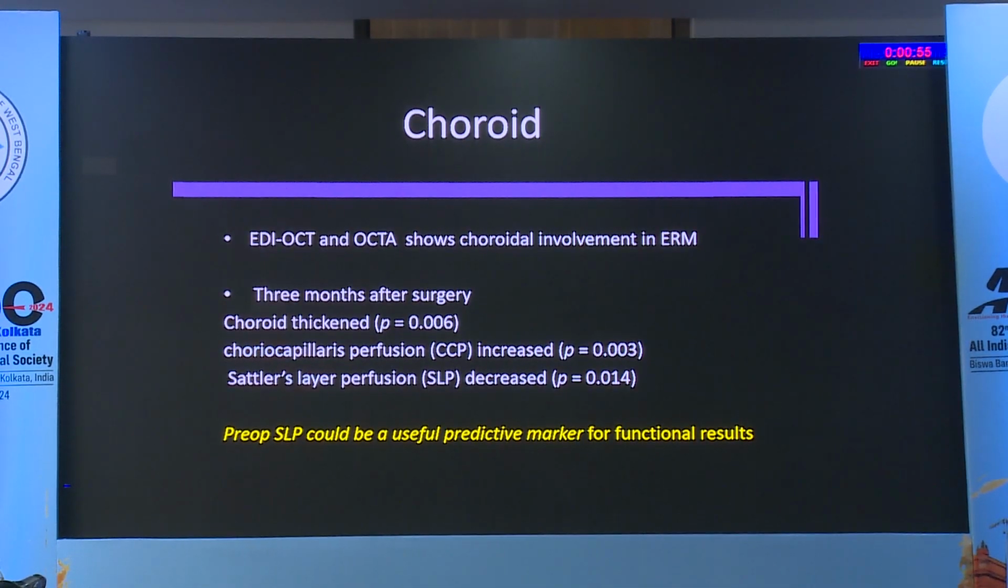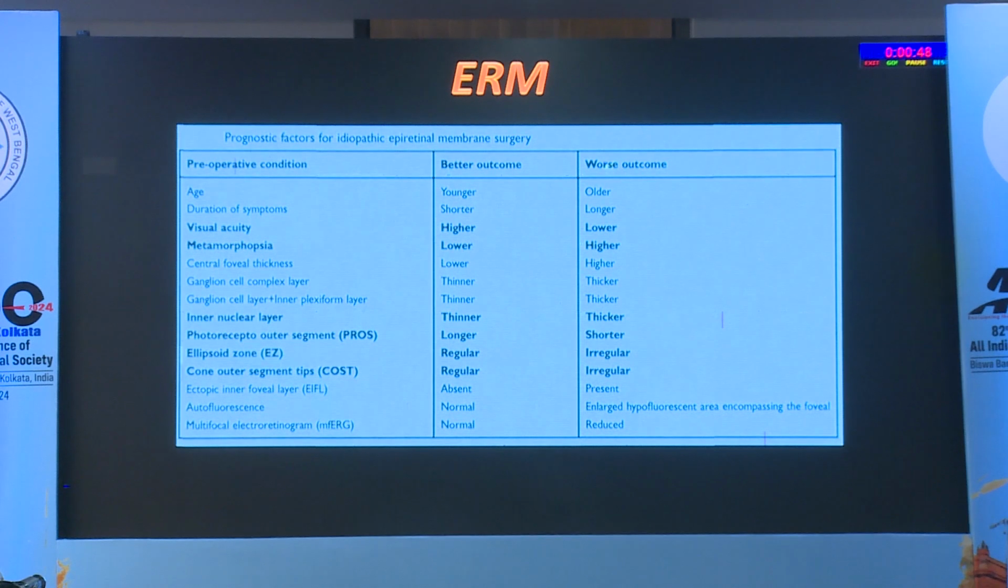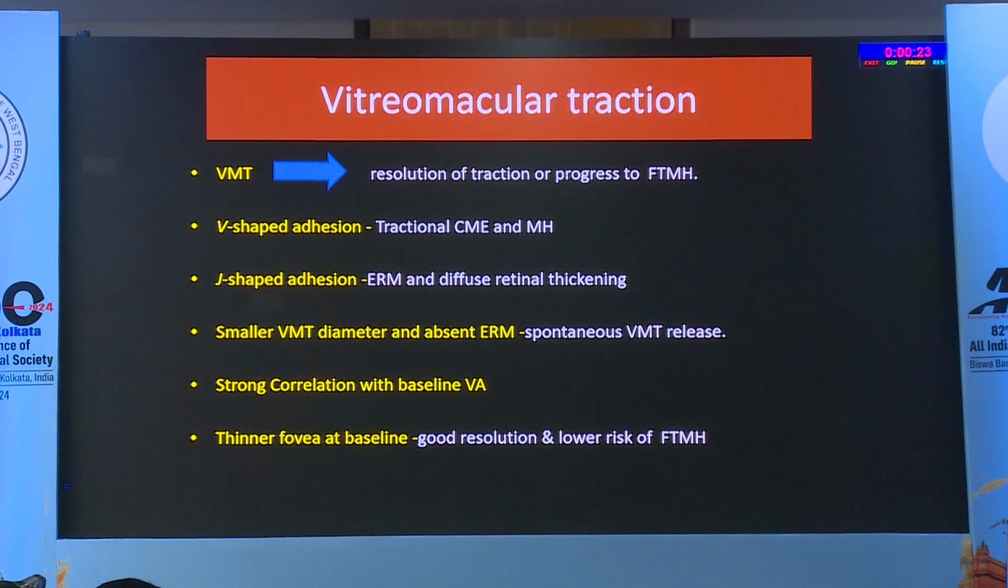Choroid: if you look at the choroidal layer, perfusion is one of the prognostic factors which have been shown to be associated with good functional recovery. So as I told, with ERM surgery, older the age, longer the duration of symptoms, lower the presenting visual acuity, higher the metamorphopsia score, thicker the central foveal thickness, thicker the ganglion cell layer and inner nuclear layer, shorter the photoreceptor outer segment, irregular ellipsoid zone, and the presence of an ectopic inner foveal layer, all these are poor prognostic factors when you're considering an epiretinal membrane surgery.